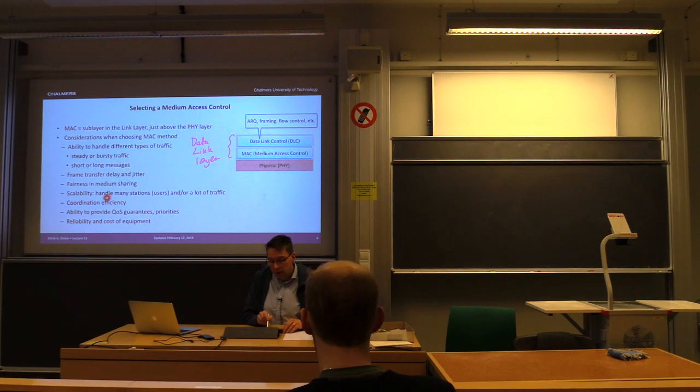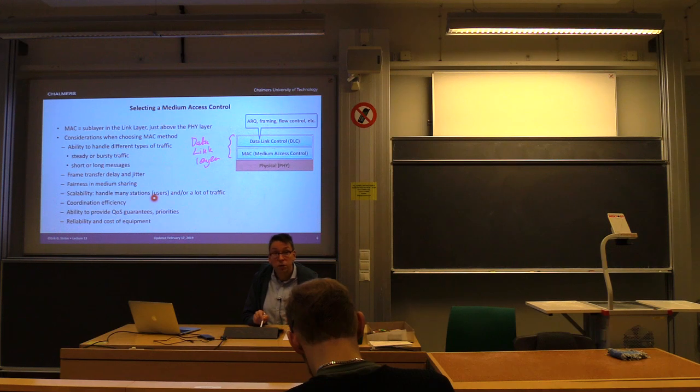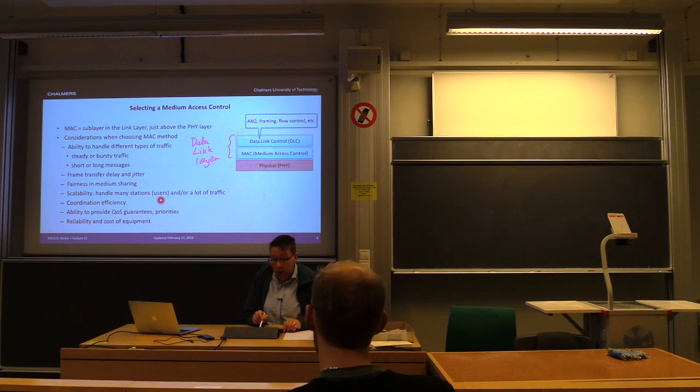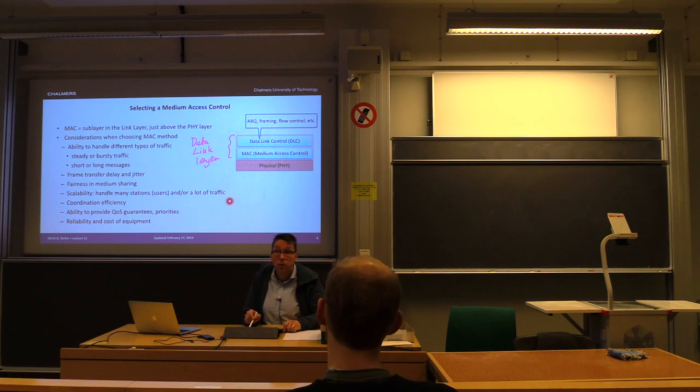Scalability. That means we should be able to handle many stations if that is what's required. That's one aspect of scalability. Another aspect of scalability is to handle a lot of traffic. So that's also how it scales when the traffic demand goes up. How does the MAC layer react to this, good or bad? And then there's something called coordination efficiency. We'll talk more about that later on. But basically, we would like to use the physical medium as efficiently as possible.